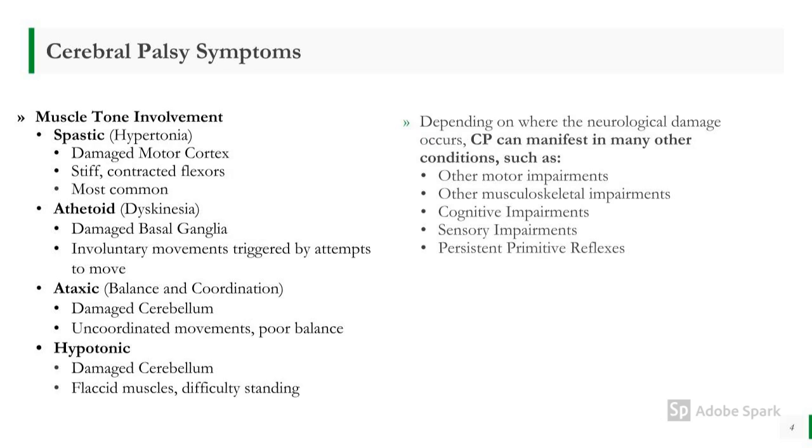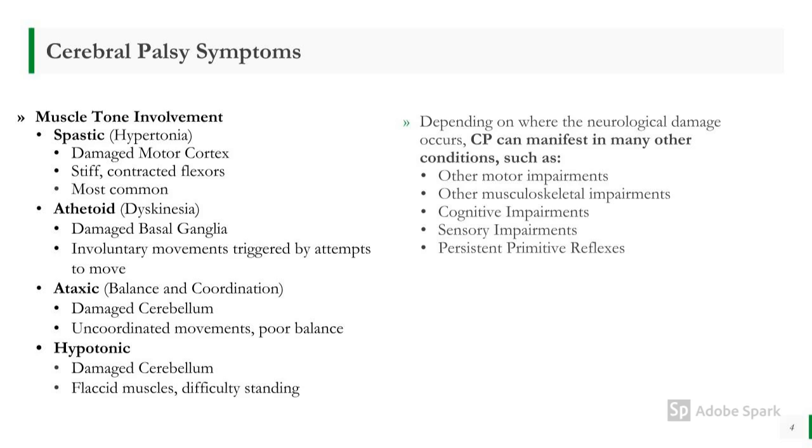CP is classified in two ways. The first of those ways is through muscle tone involvement. The most common type of involvement is spastic, or hypertonicity of the muscles. So this results in stiff, contracted flexors and results in the typical CP posture of flexed arms, flexed hips and knees, and a scissoring gait. Other types of CP can result from lesions that occur in different areas of the brain, and you can have hypotonic muscles, you can have ataxia, or you can have athetoid CP, where involuntary movements are triggered by attempts to move, usually with turning or rotating.